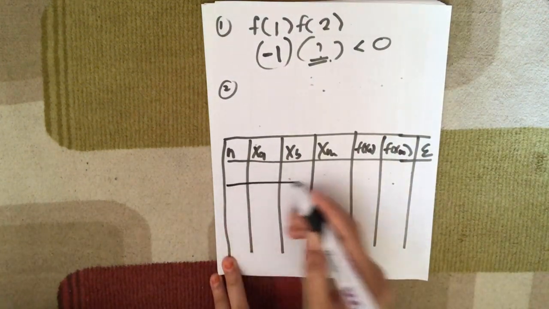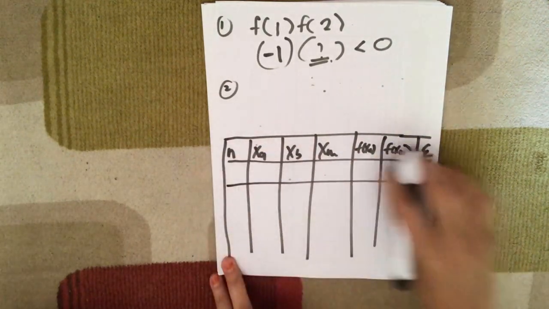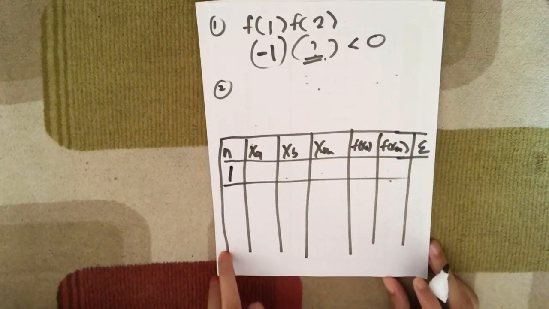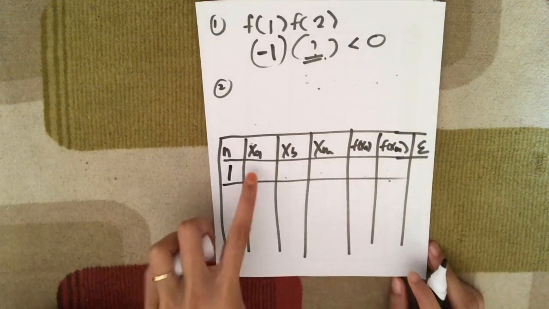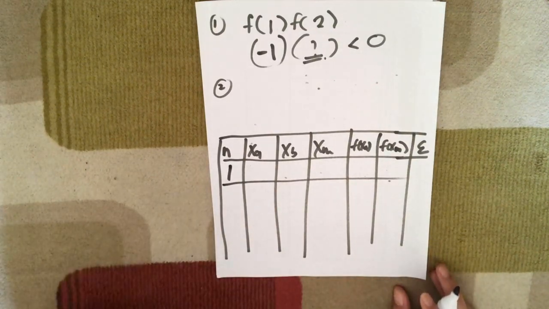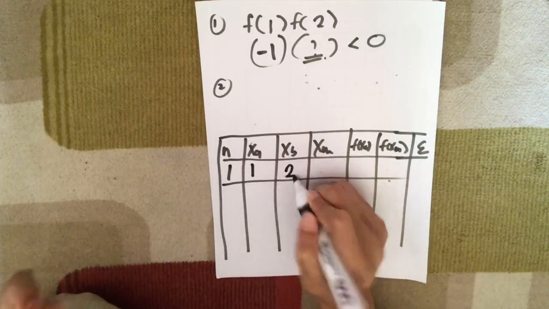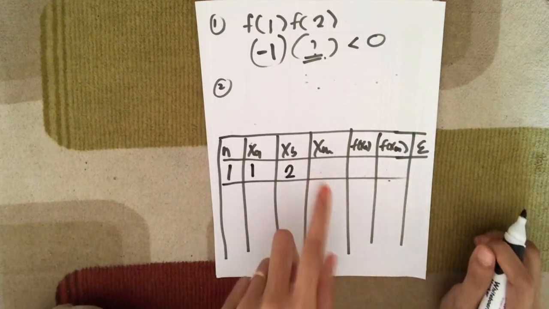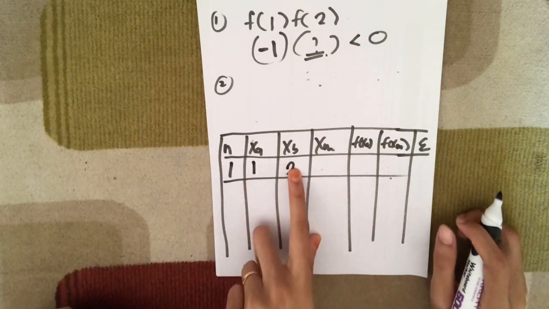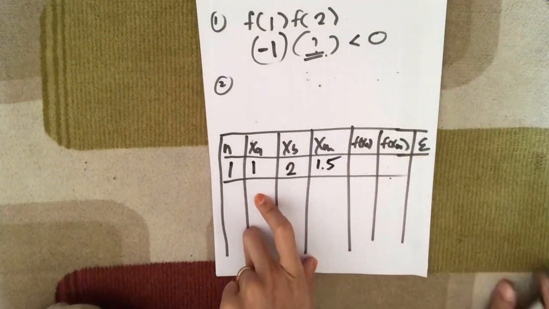Okay, so step 2, you just fill up this one first. Your n here, we start with n = 1. Your xa, xb are the first ones from the equation: xa is equal to 1, xb is equal to 2, right? What is your xm? Now you want to calculate your xm: 1 plus 2 divided by 2. So 3 divided by 2, your xm is 1.5.